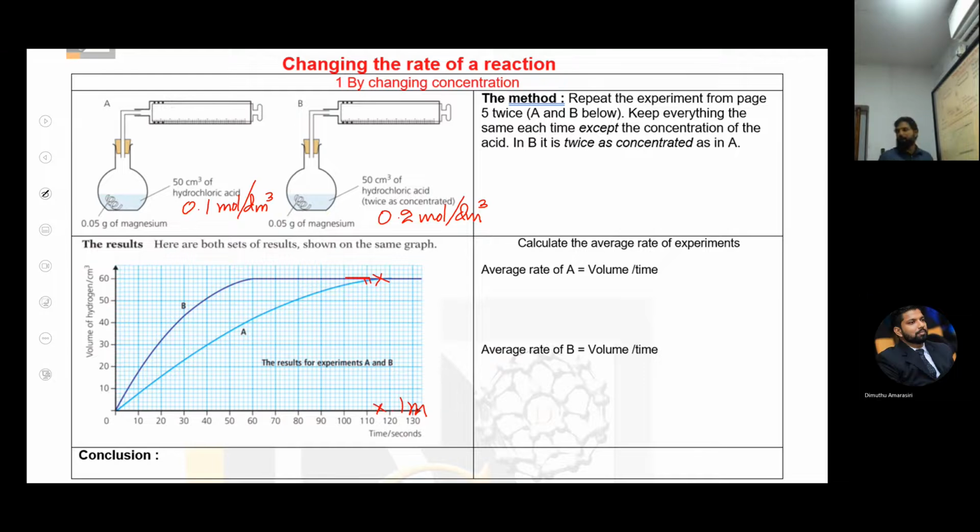Approximately 120, you can take, if lazy. But what about experiment B? What's the maximum that you have got? Still 60, right? Its time is lower. So the time taken for experiment B is less, and the time taken for experiment A is more. From that you can find the rate. After finding the rate, you can conclude that experiment B has a faster rate, which had the higher concentration of acid. So the conclusion is: the higher the concentration of acid, the faster the rate of reaction.